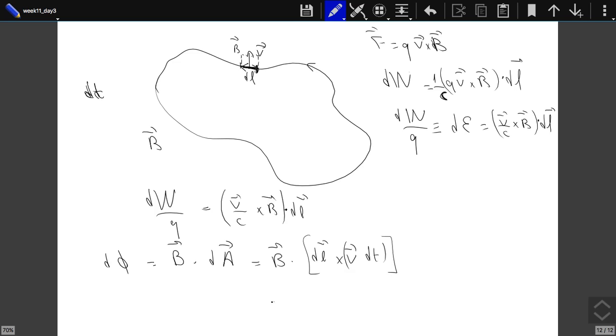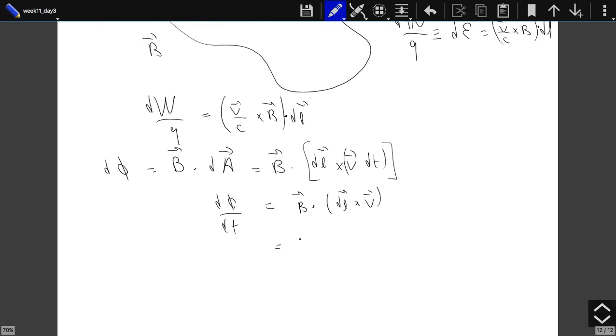Or this is equal to dΦ/dt, which is equal to B dot (dl cross V), which is equal to dl dot (V cross B). Do you agree? This is nothing but 1 over c. Now this is c times dε.